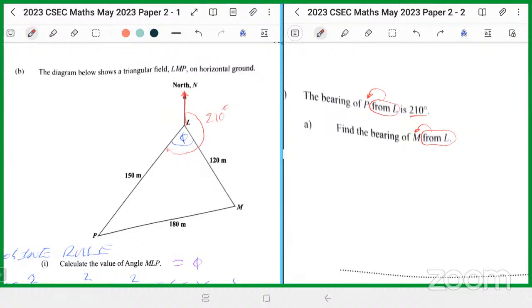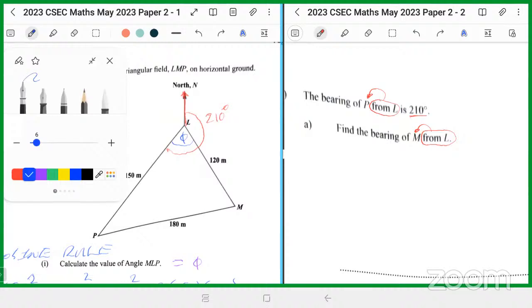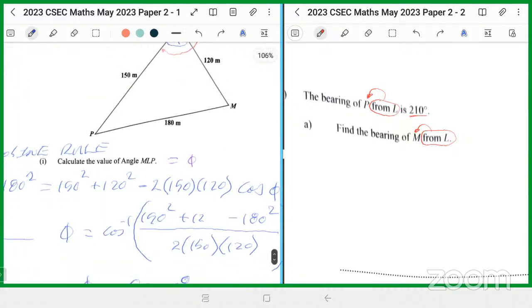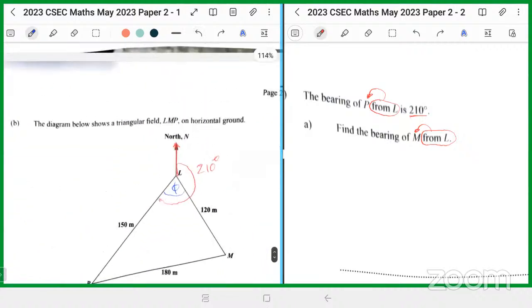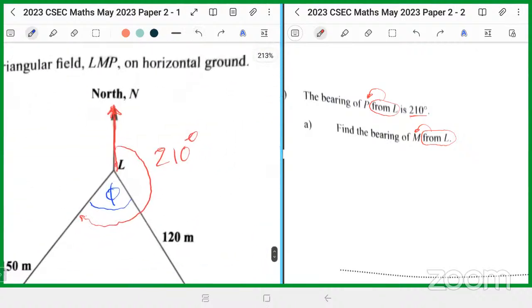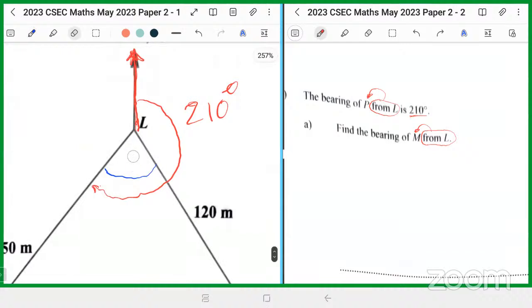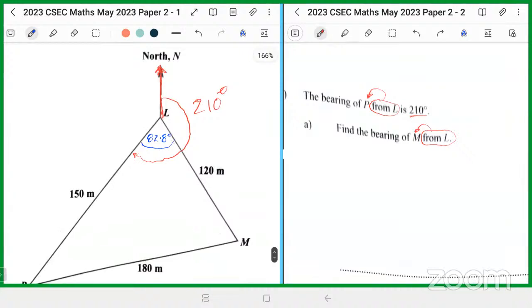Remember now, we know this angle inside here. Let's write it now, since it becomes relevant. We know it is equal to 82.8 degrees. So the blue angle here is 82.8 degrees. Let me write it. So this angle is 82.8 degrees. All right, so we know that.